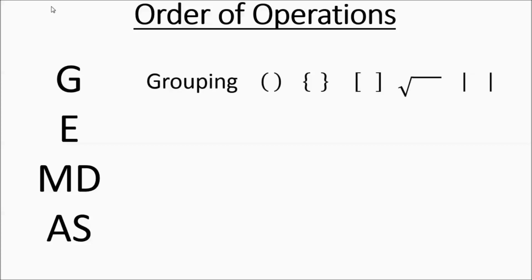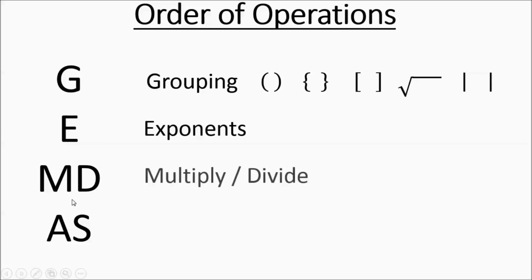This way with the G, the G stands for grouping symbols. And so grouping symbols are things like parentheses, which is what you already knew, but brackets, other types of brackets, radical signs. These can be treated with the same priority, and also absolute value bars. And then E is exponents, MD is multiply divide, AS is add subtract.